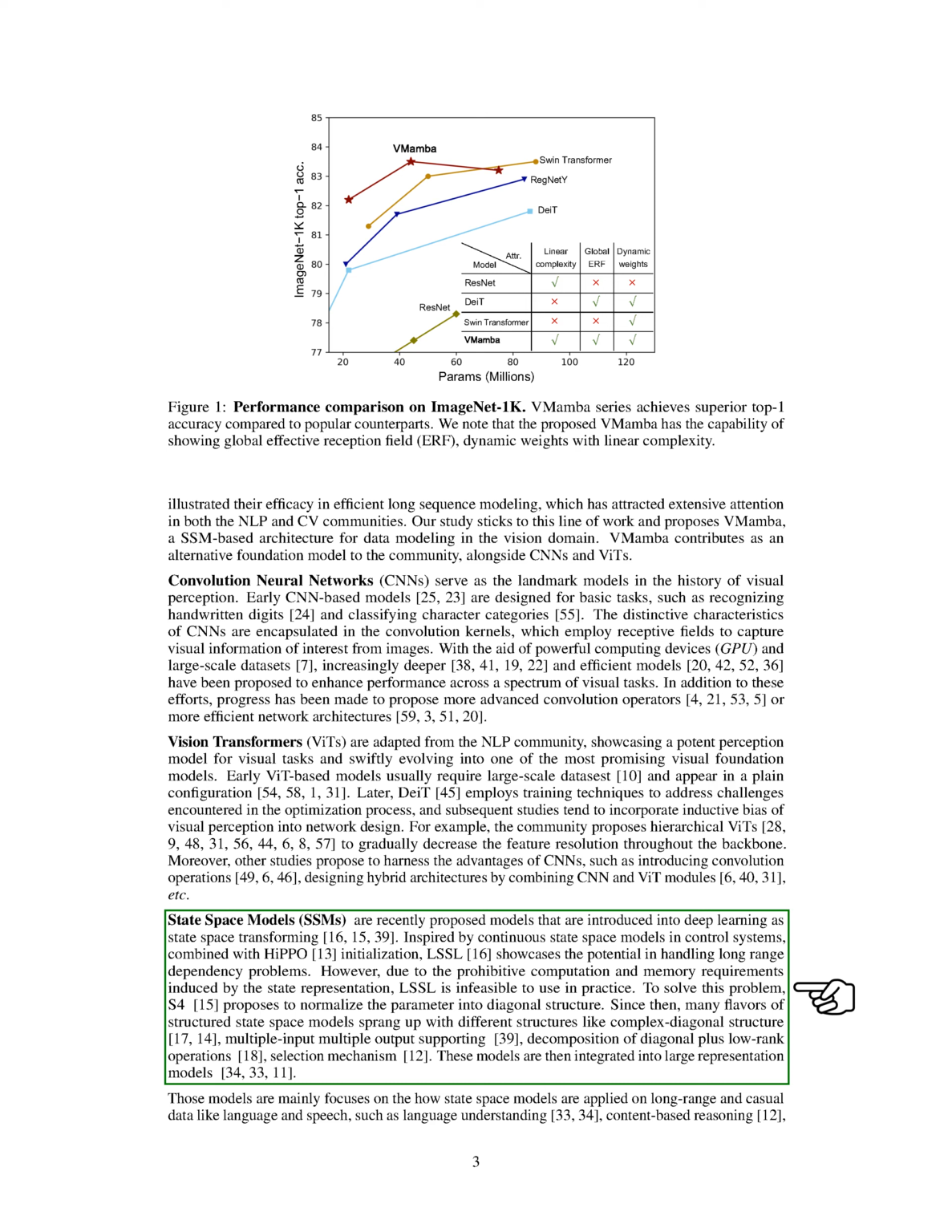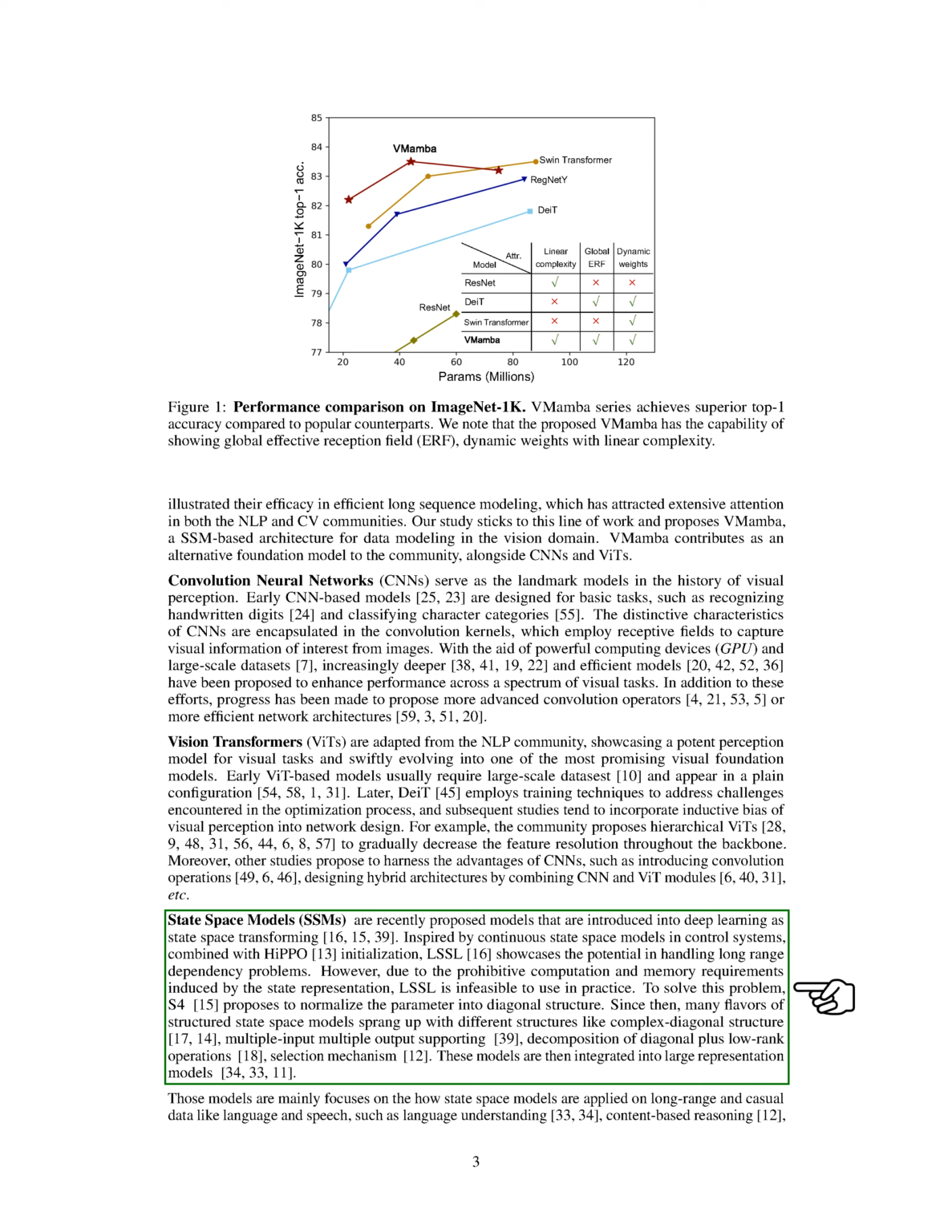SSMs are recently proposed models that are introduced into deep learning as state-space transforming. Inspired by continuous state-space models in control systems, combined with HiPPO initialization, LSSL showcases the potential in handling long-range dependency problems. However, due to the prohibitive computation and memory requirements induced by the state representation, LSSL is infeasible to use in practice. To solve this problem, S4 proposes to normalize the parameter into diagonal structure.